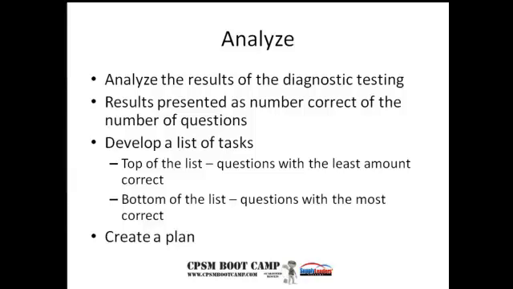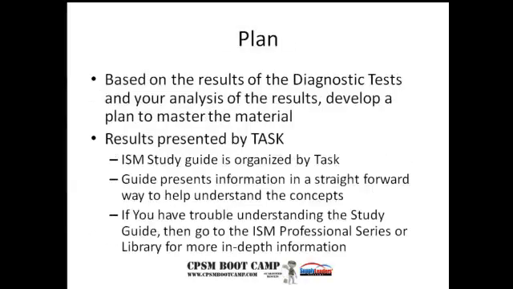So then with the analysis, we develop a list. We look at our diagnostic test results, and with those results, we develop a list from the top of the list with those 0 correct all the way down to the most correct. So the least correct at the top of the list, all the way down to the bottom with the most correct. Those are the questions we just need to review. At the top of the list are the questions we need to really spend some time on, and at the bottom of the list are just questions that we need to review. And with that, we create a plan.